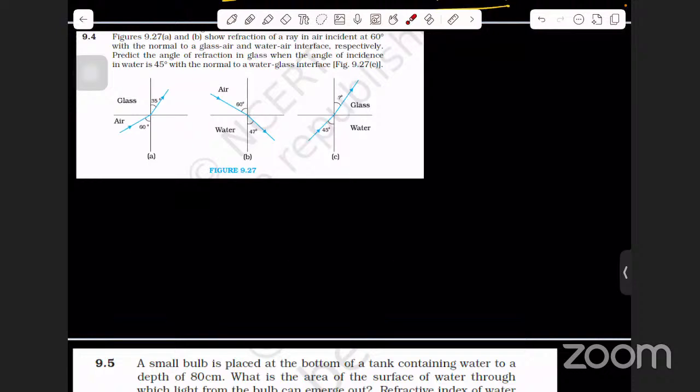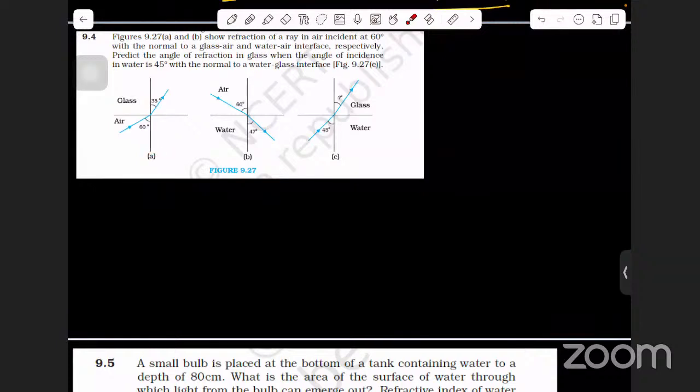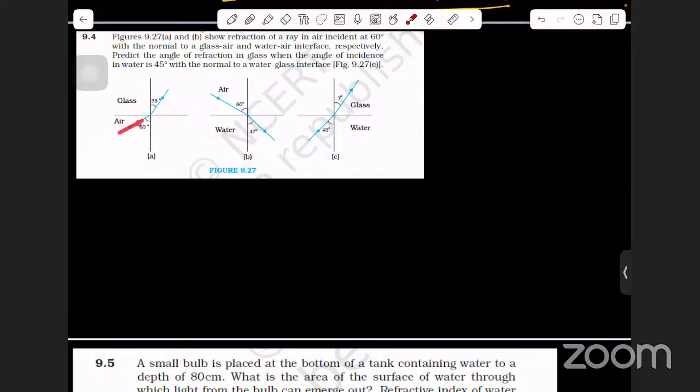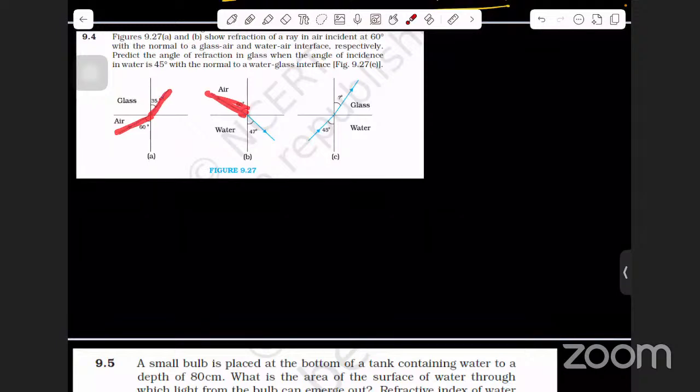Figures A and B show refraction of a ray in air incident at 60 degrees with the normal to a glass-air and water-air interface respectively. Just saying, in figure A we have a glass and air interface. In figure B we have a water and air interface. And the incident ray is coming from air in both the cases, and going into the denser medium, the glass or the water.